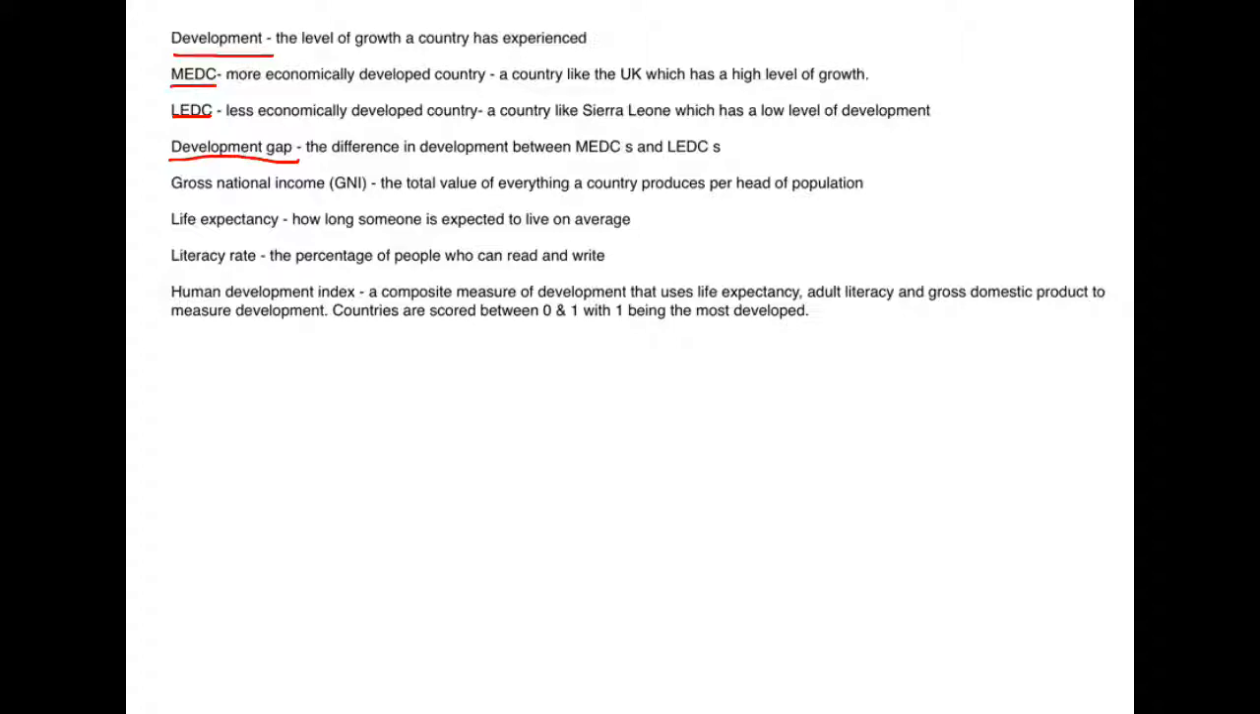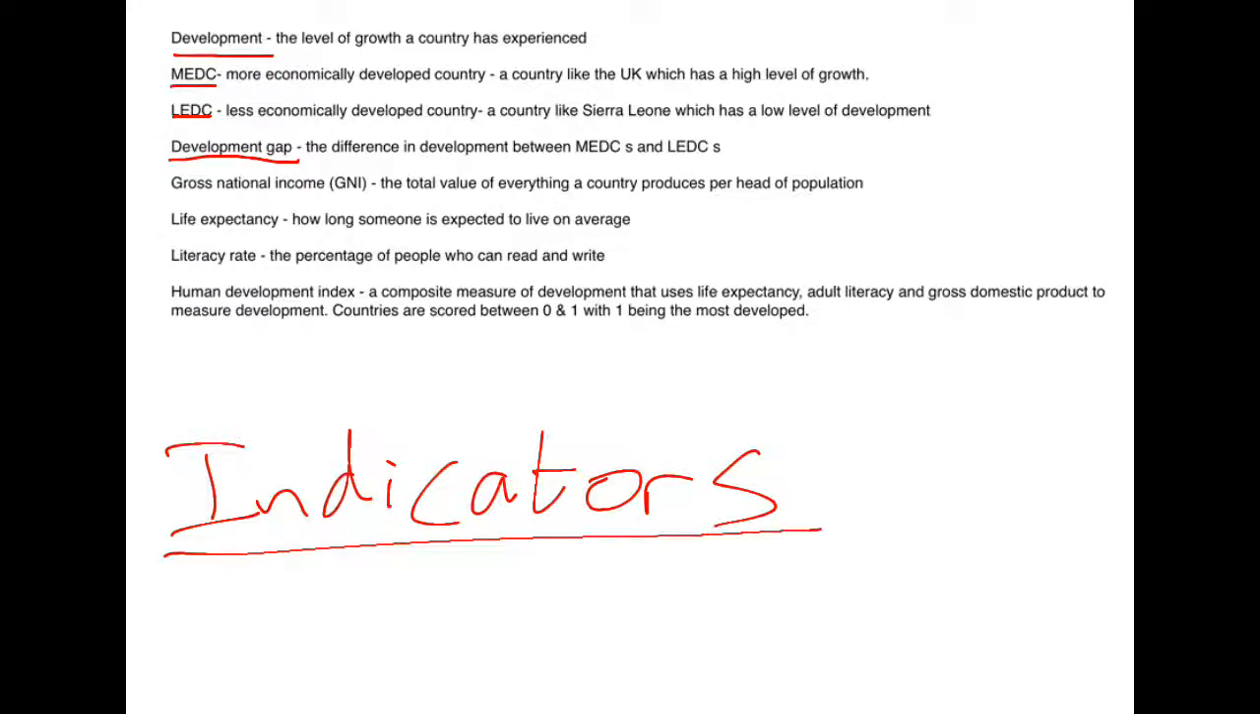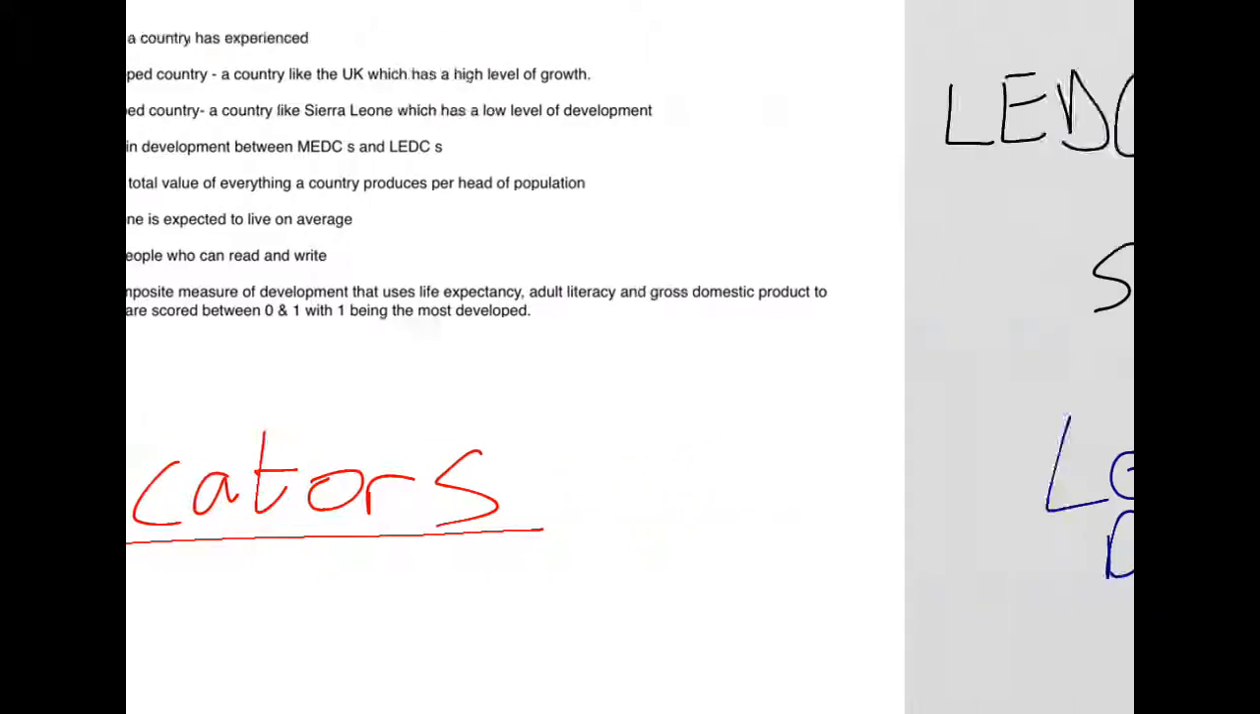One other thing that we need to be aware of is indicators of development. That's to say, things that we use to show levels of development in countries. Some of the common ones are included here as examples. First one, gross national income. This is the total value of everything a country produces per head of the population, basically divided amongst the population. This allows us to make a fair comparison between countries of different populations.